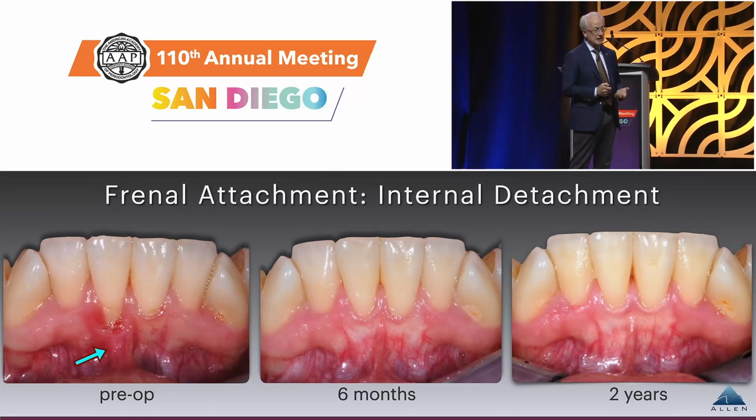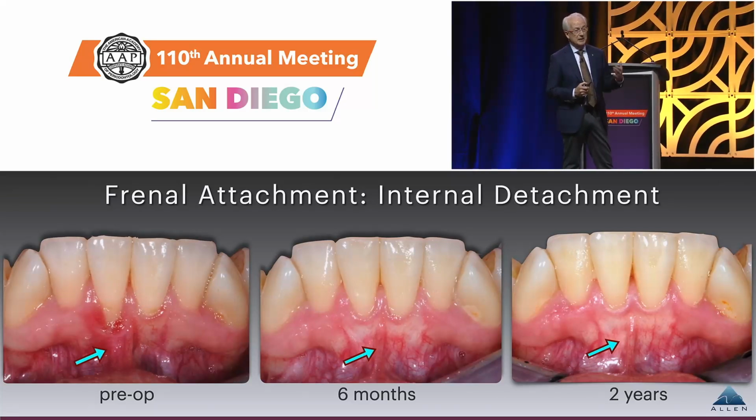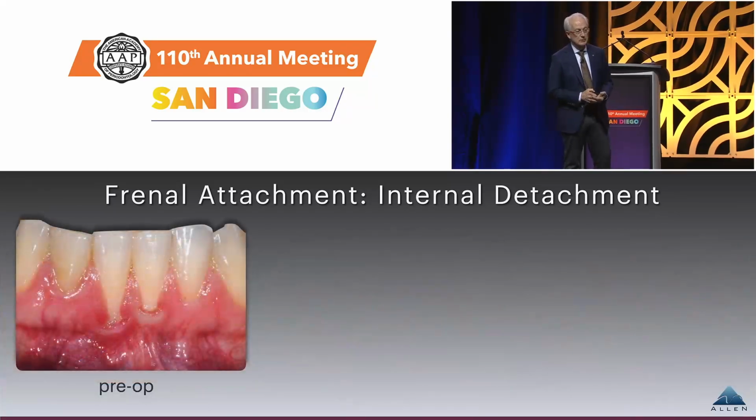Look at the frenum initially, and then look at a very normal frenum at the 6 months and 2-year time point. That's from internal frenectomy. So you don't need to do a superficial frenectomy.